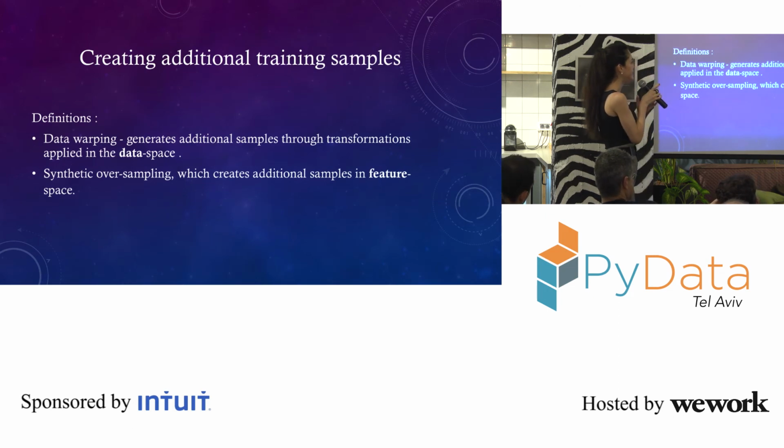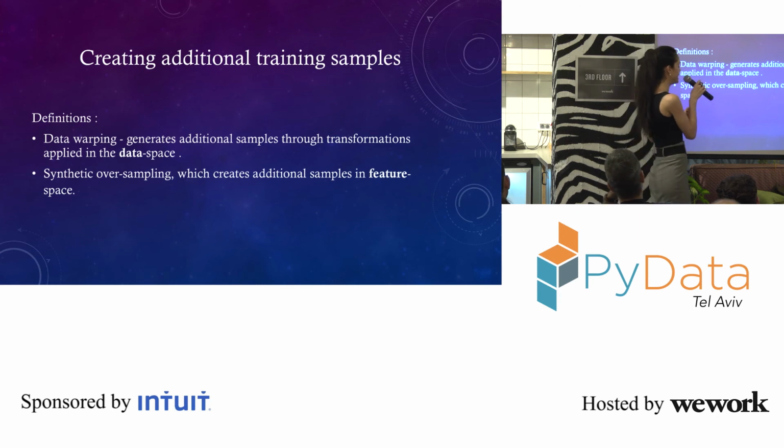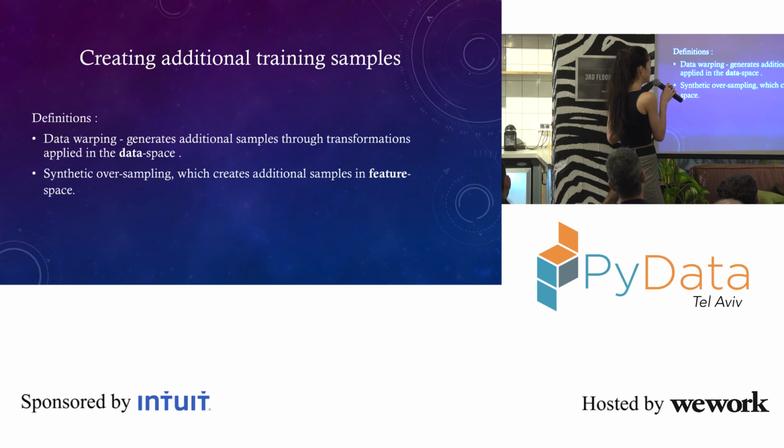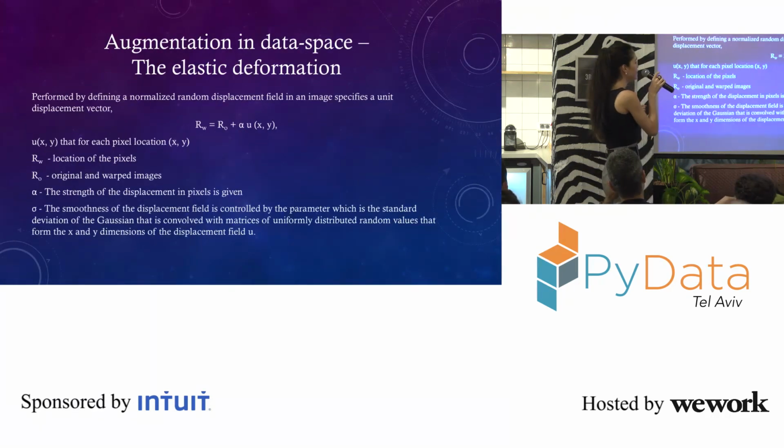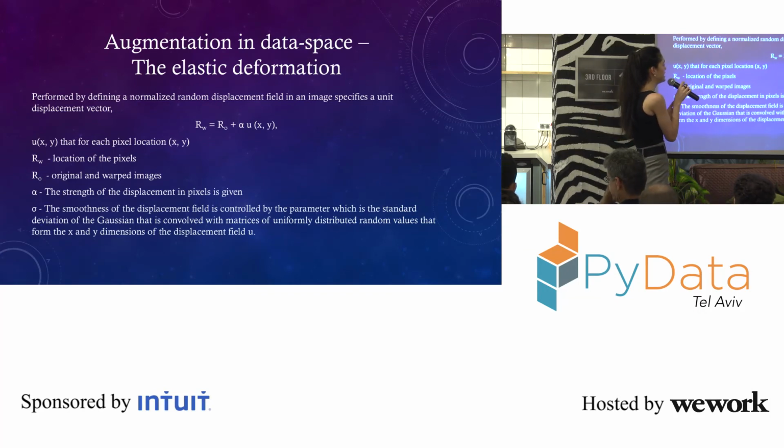How can we create additional training samples? Two definitions. One, data warping, which generates additional samples through transformations applied to the data space. The other one is synthetic oversampling, which creates additional samples in the feature space. Elastic deformation, in order to create augmentation in the data space, is performed by defining a normalized random displacement field in the images and specifying a unit displacement vector.